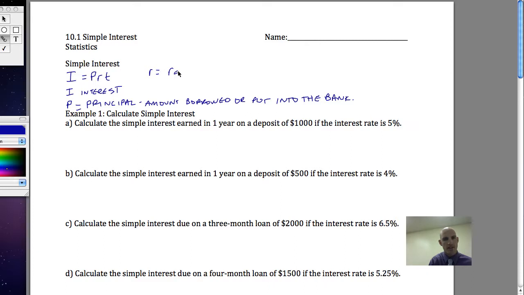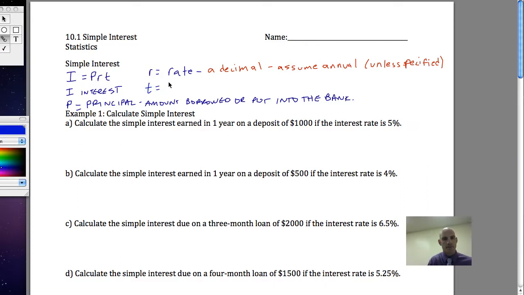R is equal to the rate. An interesting note about rate, rate is going to be as a decimal, and rate is also, we're going to assume, annual unless specified. So unless they say it's a monthly rate or it's a biannual rate, we're going to assume that it's annual.